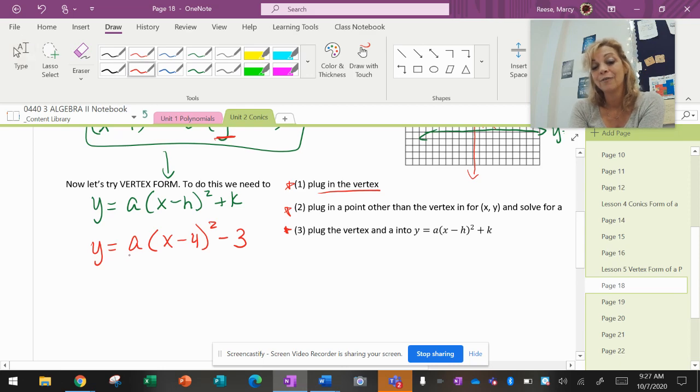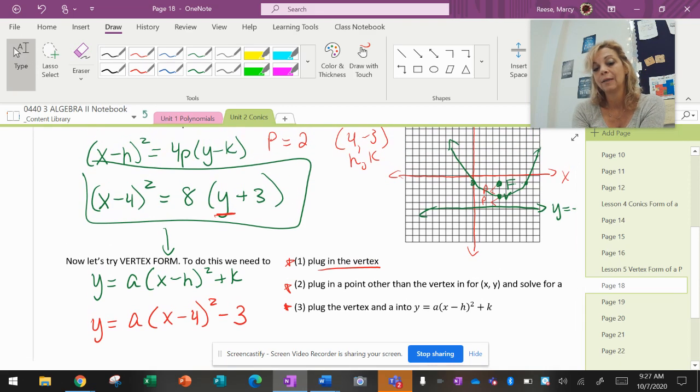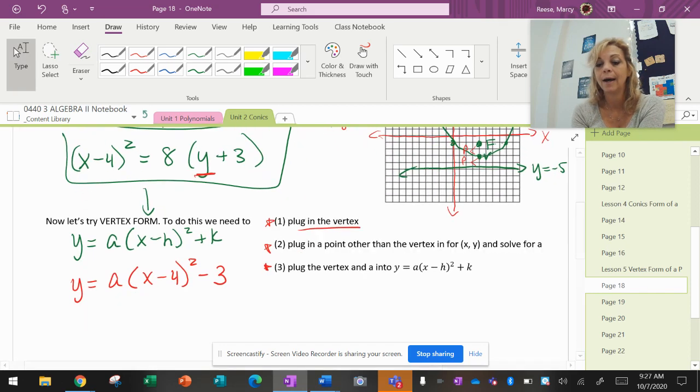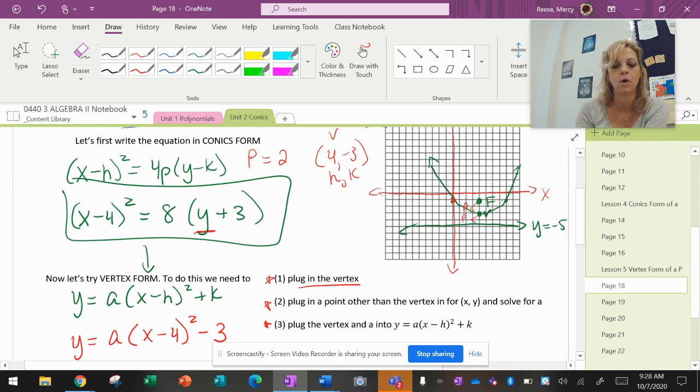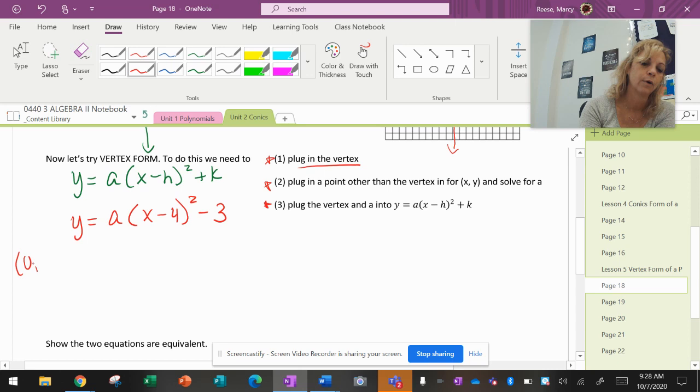I need a number for a though, and by looking at the conic form, I don't know that a value. But I could get another point, so plug in a point other than the vertex and solve for a. Now remember when I graphed it up here? I have a point right there. See that point right there? That point is 0, negative 1, isn't it? 0, negative 1. I can have that as my x and my y here. So I plug it into this equation and I can solve for a.